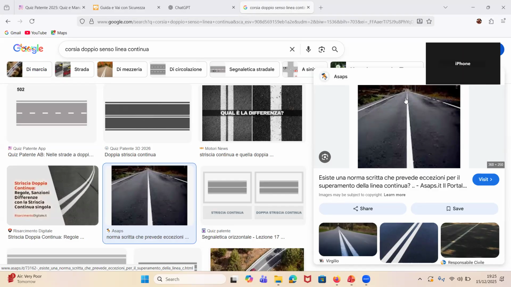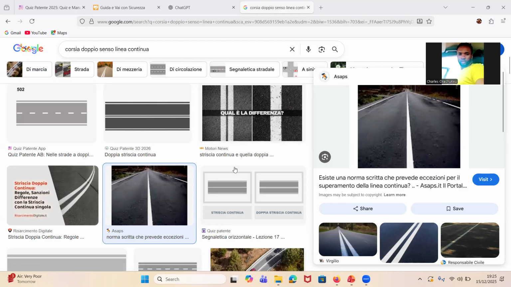This one is continuous line. In the center, senso unico is discontinuous line. Exactly. Wonderful. That's a wonderful one. Now watch. She said something very important.